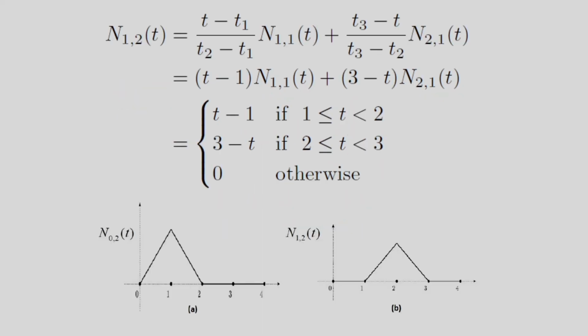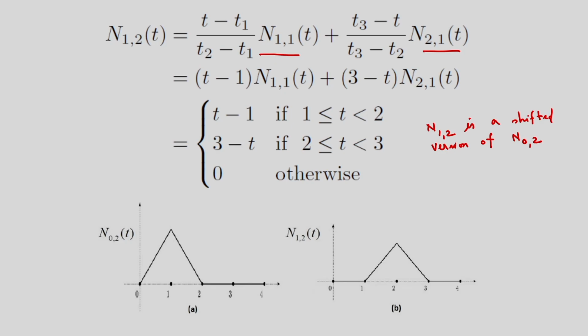Next you can see I am considering N12, that I can determine. N12 I can represent in terms of N11 and N21, that is the B-spline of order 2. So N12 is a shifted version of N02. So I can write this, that is, N12 is a shifted version of N02.